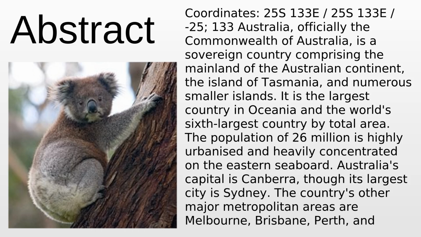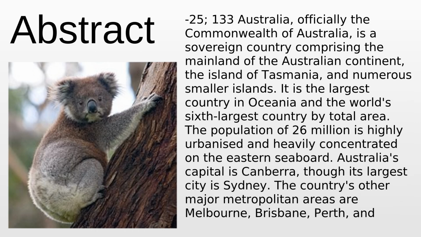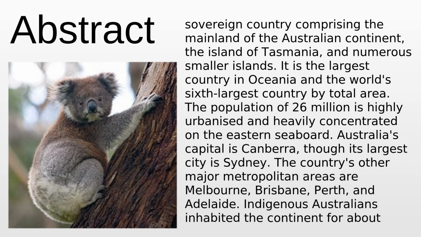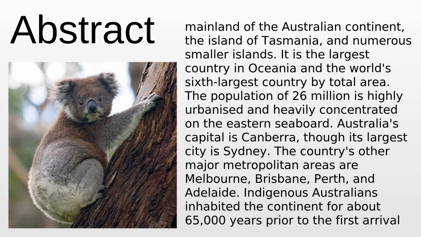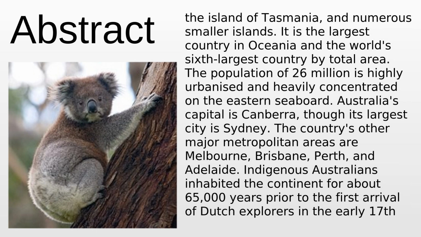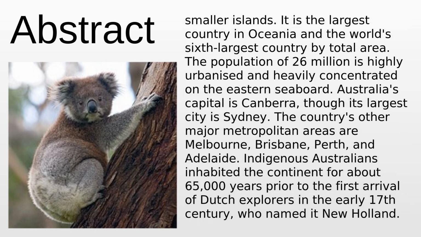Coordinates: 25°S 133°E, -25, 133. Australia, officially the Commonwealth of Australia, is a sovereign country comprising the mainland of the Australian continent, the island of Tasmania, and numerous smaller islands.